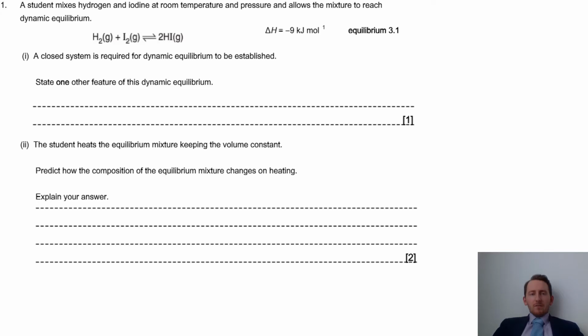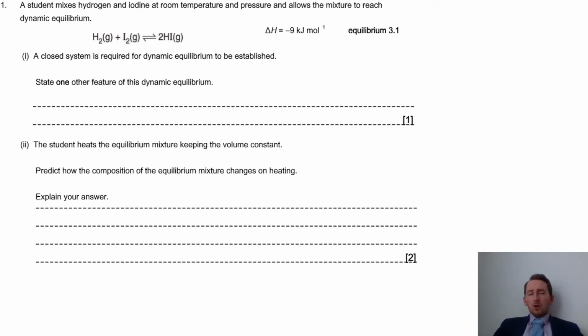Hi everyone, welcome to questions on dynamic equilibrium. The first question is asking us: a closed system is required for dynamic equilibrium to be established. State one other feature of this dynamic equilibrium. So there are a few features of a system that's in dynamic equilibrium. You should hopefully know them, there are only a few you need to know about. One of them is a closed system.